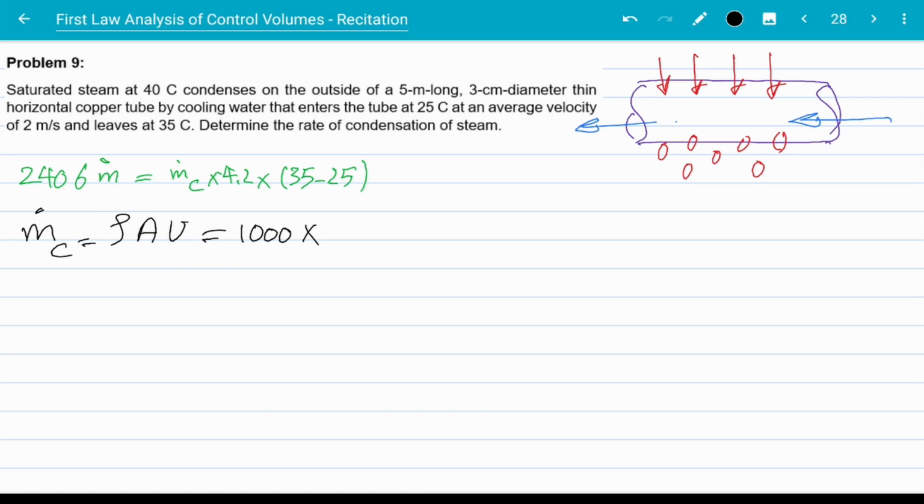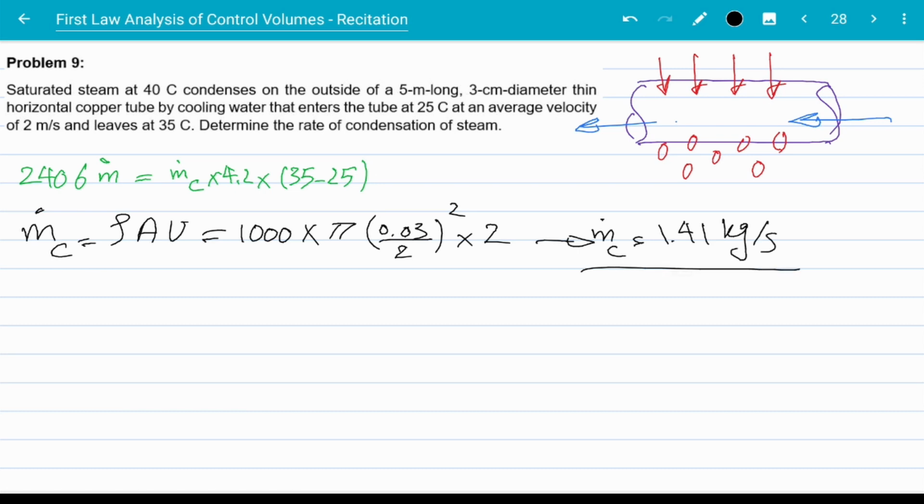So cross-section area will be pi times 0.03 over 2 squared, times the average velocity, which is 2 meters per second. Now you do the math, you get that m dot of the cooling water is 1.41 kilograms per second. Okay, now I can plug this back into the green equation.